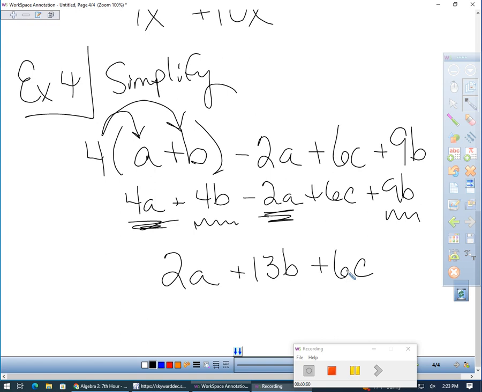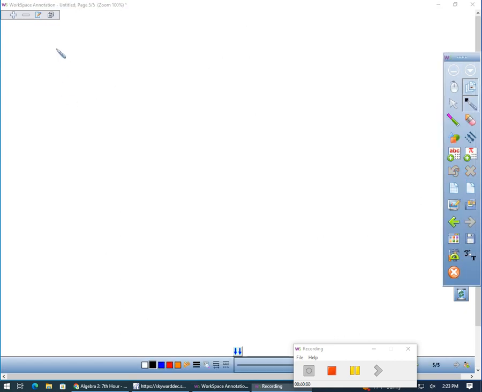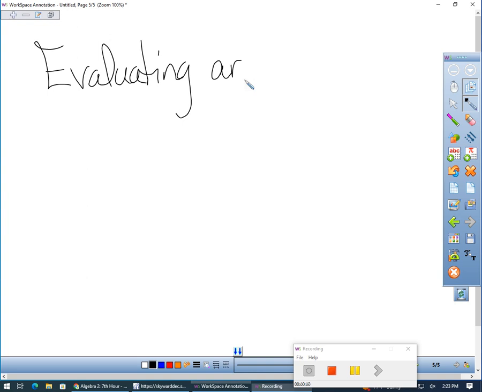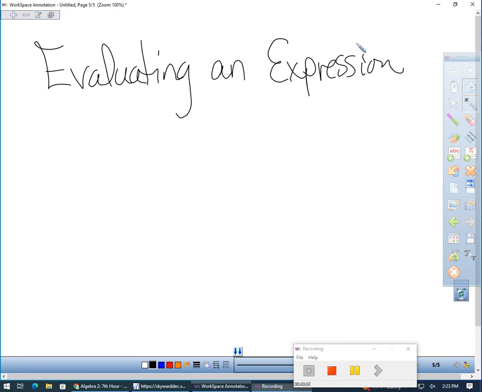All right, any questions in simplifying? All right, I only have one more thing to talk about. So we're doing really well. I want to talk about evaluating an expression. So what I mean by that is you're going to have an expression and you are going to be plugging values in for that expression. First thing I need from you is for you to simplify the expression. Simplify first.